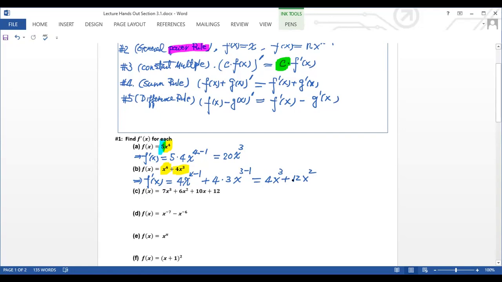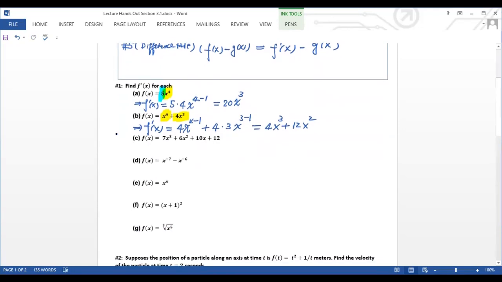Okay, so now part C is the same thing. Right now, I just have more than 2 terms. So I do the same thing. So 7, you move the 3 to the front first, and then x to the 3 minus 1, plus 6. Then you take the 2 down, right? And this is x to the 2 minus 1. Then plus 10 times, so what is here? This is x to the first, right? So times 1, then this is x to the 1 minus 1 power. And what is 12 here? 12 is a constant. So plus 0.